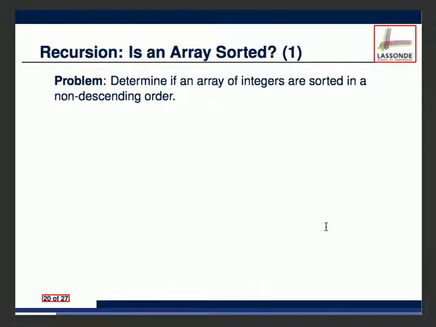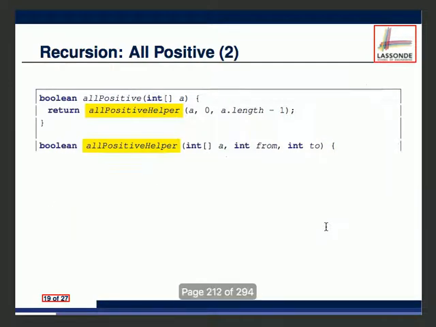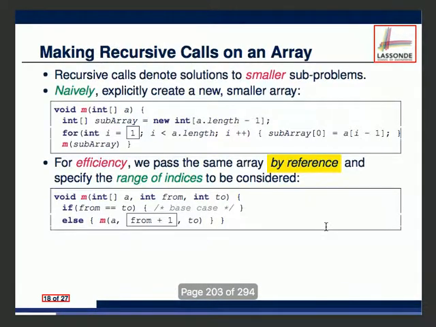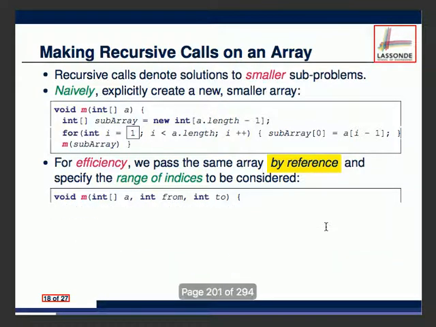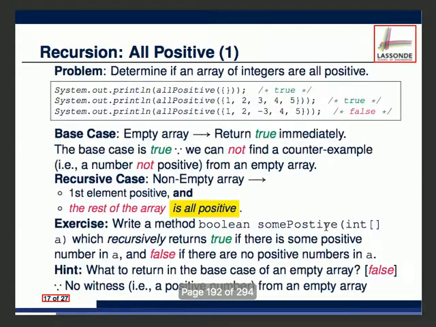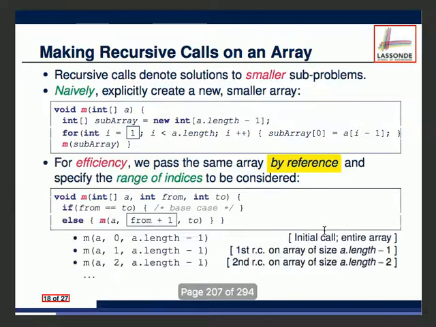Now, what about this one here? Guys, don't forget your exercise. By the way, this slide here should now make sense to you. I'll leave it to you. It simply shows how we go from the naive solution, where we explicitly create the subarray, to the from and to ranges. You can read this slide, we have this covered already. Your exercise is to write a method which is some positive rather than all positive and try to make it work.